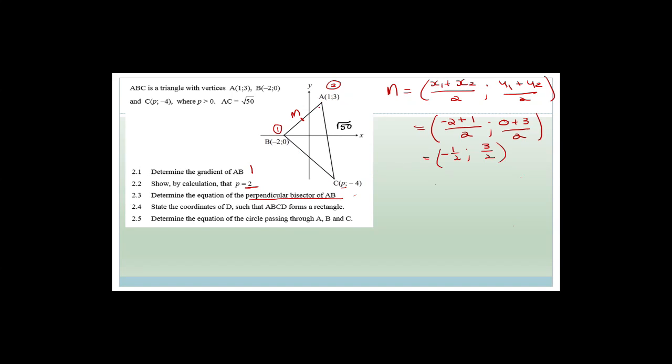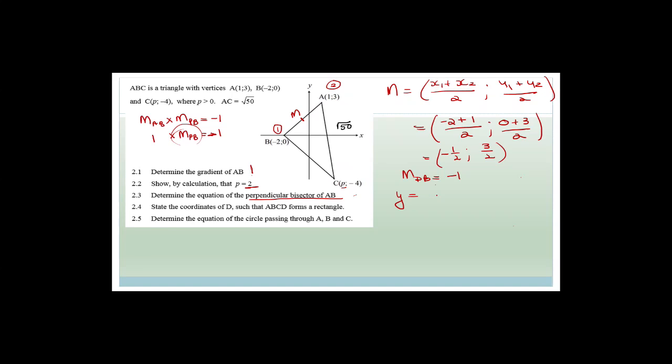Now it says determine the equation of the perpendicular bisector. So the next thing we need to do is get the gradient of AB, but luckily we've got it, it is 1. Therefore, the gradient of the perpendicular bisector is going to be negative 1. Because the gradient of AB multiplied by the gradient of the perpendicular bisector has to equal minus 1. So this is 1 times the M of the perpendicular bisector equals negative 1. Then obviously this is also going to be minus 1. So now we've got a point and we've got the gradient, so we can get the equation of the line.